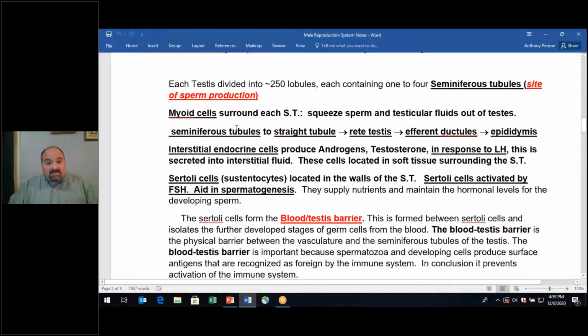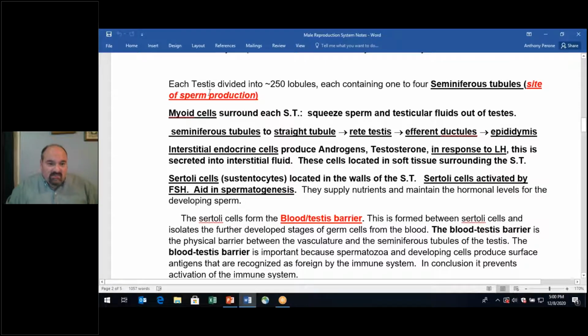So you'll see here, myoid cells surround each seminiferous tubule, squeeze the sperm and testicular fluids out of the testes. So quite interesting. So you have these different structures that are present. And so you'll see here, from the spermatogenesis, from the production of sperm to the epididymis, these are where sperm are actually passing through. A straight tubule, the rete testis, the efferent ductules, right, to the epididymis. That's like the order of structures that the sperm will be moved through, from beginning to where they're going to mature. Okay.